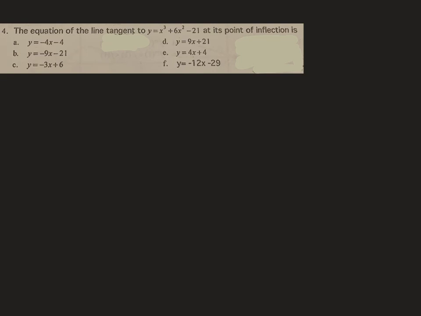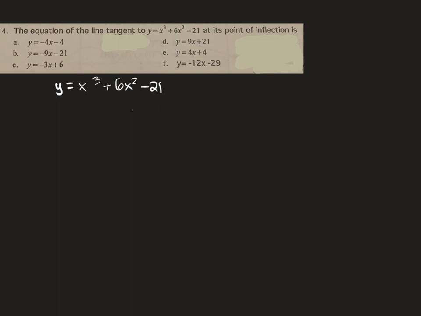Alrighty, let's take a look at this question. We're asked to find the equation of the tangent line to the curve. Let's write that down. Y equals x cubed plus 6x squared minus 21 at, this is where it gets weird, its point of inflection. They didn't give you the point where you want to find the tangent line, but they told you it happens at the point of inflection.